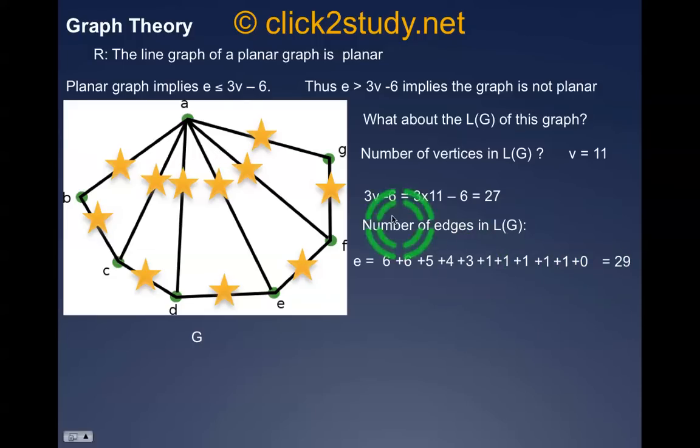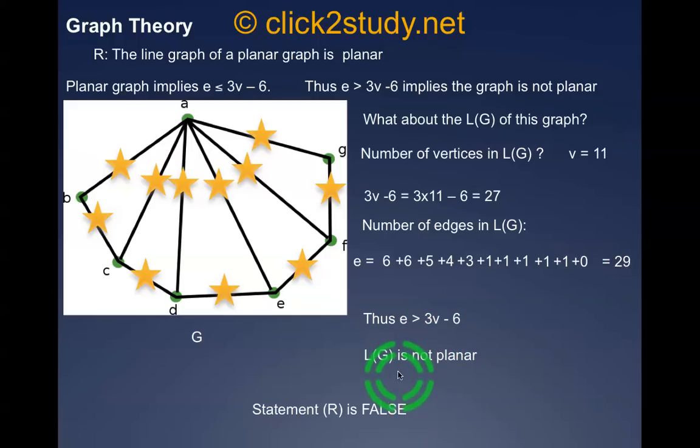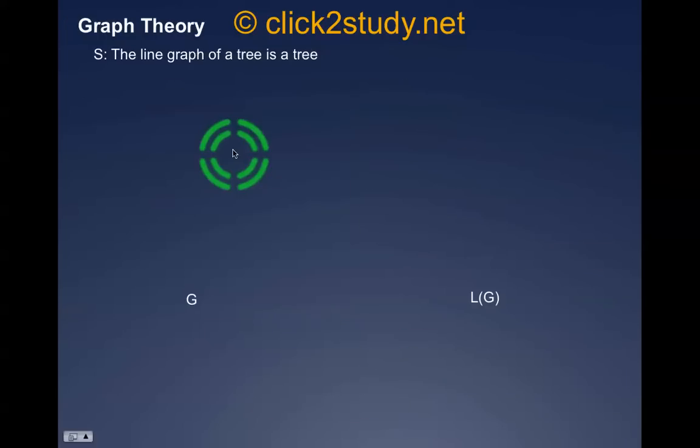So what do you know from this? 3v minus 6 was 27 and E is 29. So E is greater than 3v minus 6, and thus you can conclude that LG is not planar. So we can say that statement R is false.